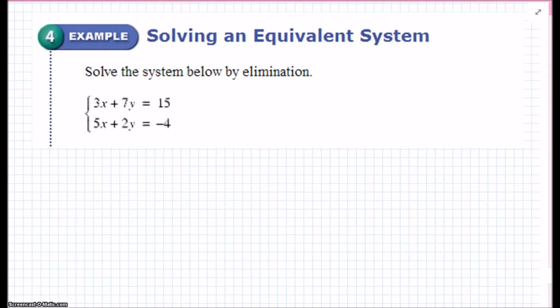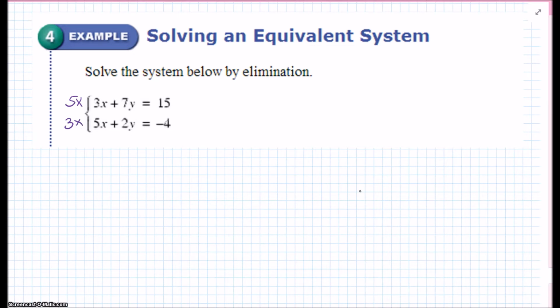So here we go, solving an equivalent system. Solve the system below by elimination. So I have 3x plus 7y equals 15 and 5x plus 2y equals negative 4. Okay, so we need to find something common that we can use. Alright, so I believe if we multiply the top equation by 5 across the board and the bottom equation by 3 across the board, we can come up with an x we can eliminate.